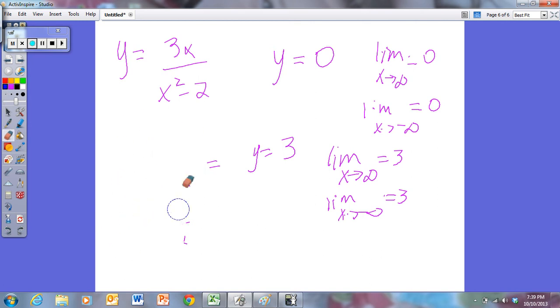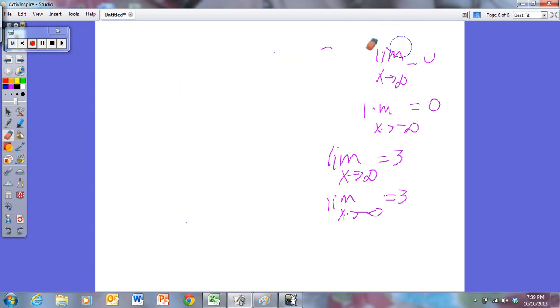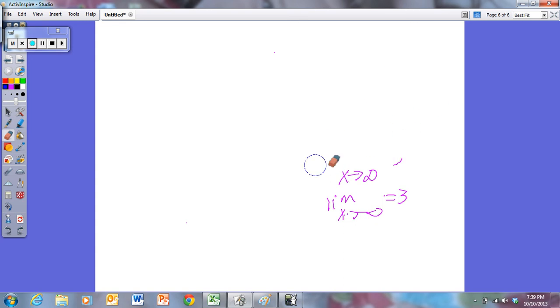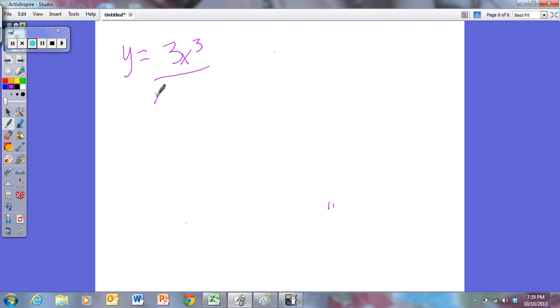And the way you find end behavior is to divide by the greatest exponent in the denominator. So let's talk about that one. It was 3x cubed over x squared minus 2. So we know there's no horizontal asymptote, but for the end behavior, we divide by the x squared. So we're going to do 3x cubed over x squared. Now there's going to be some big remainder and stuff, but basically what happens is you end up with 3x.